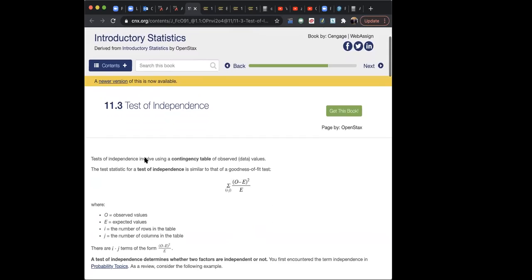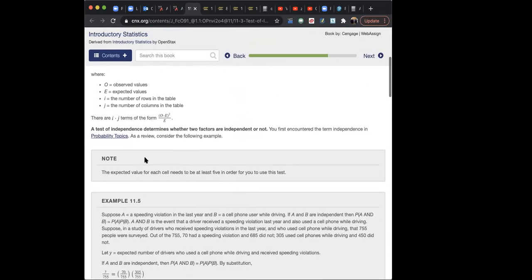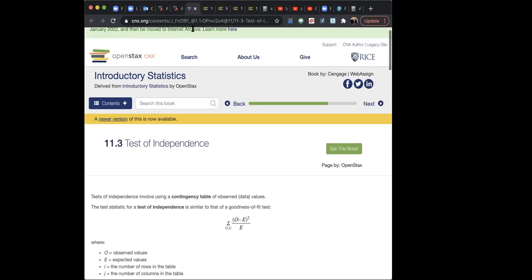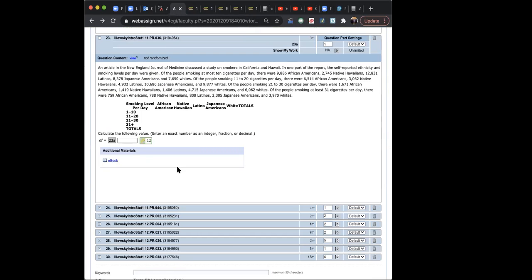Let's see what the ebook tells us. It's not obvious from the book here where that fact is, but we know that to be the case. And let's count up the rows. We have 1, 2, 3, 4 rows here. So R-1 would be 3. We have the 5 ethnic groups, so C is 5 and C-1 is 4. So 3 times 4 gives us the value 12.